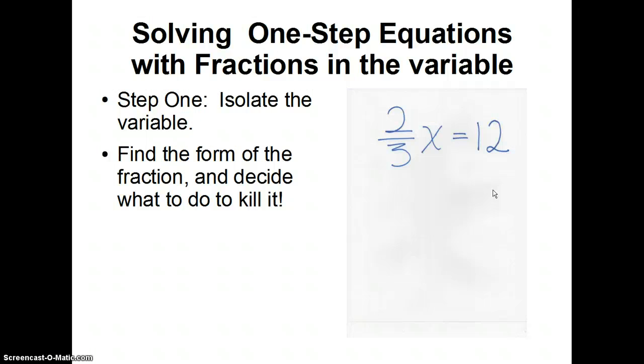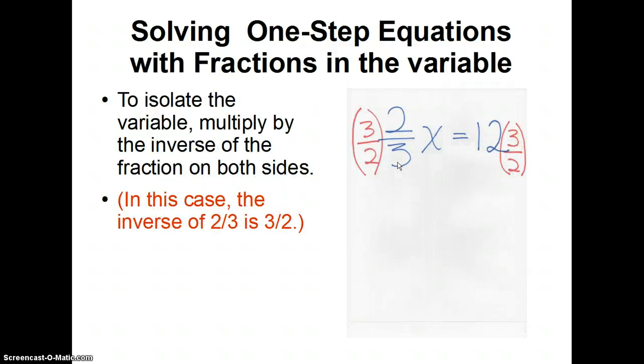Now let's take a look at it with an equation. Here we have 2/3 x equals 12. Well, we don't even need to look over here. We're going to take a look at this 2 over 3, and we want to kill that fraction. So we're going to kill it by multiplying both sides by the multiplicative inverse. That means we're going to multiply this by 3 over 2 and this side by 3 over 2.